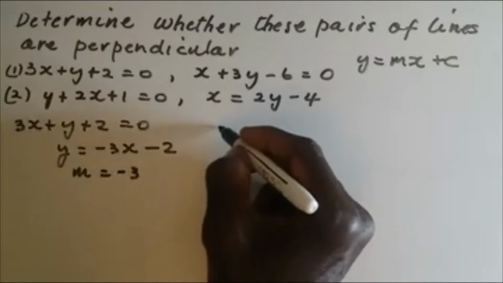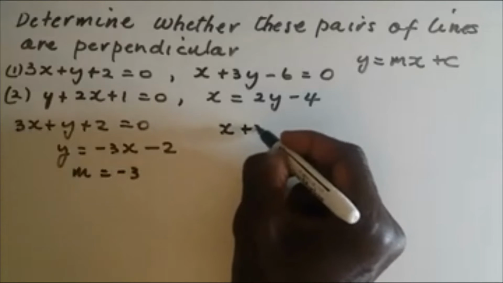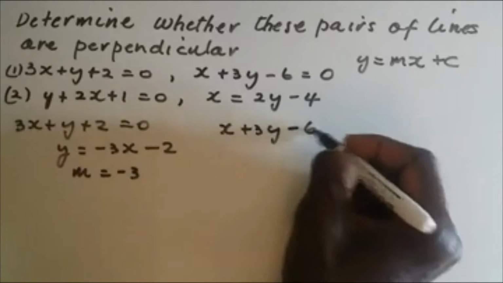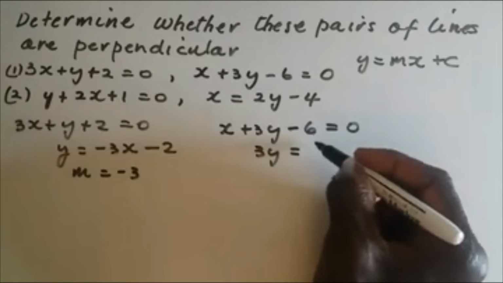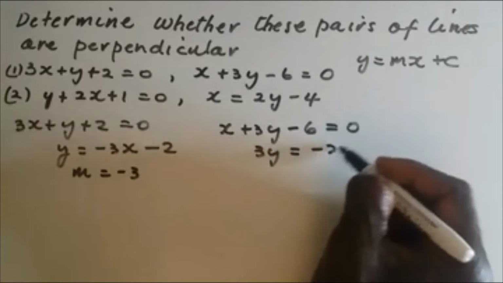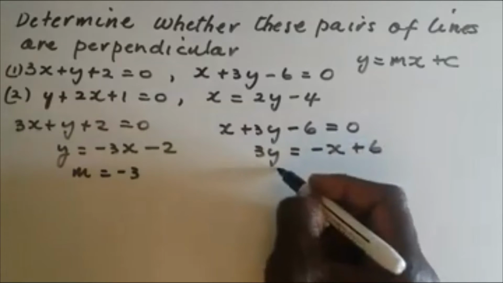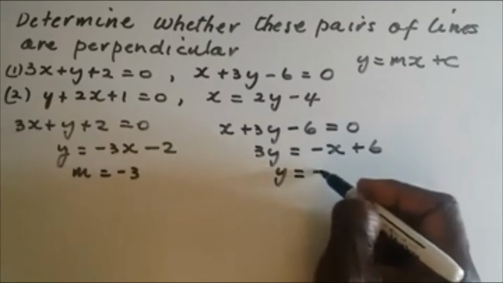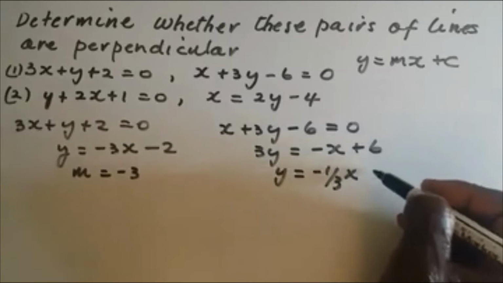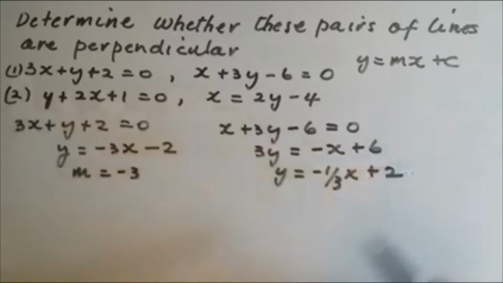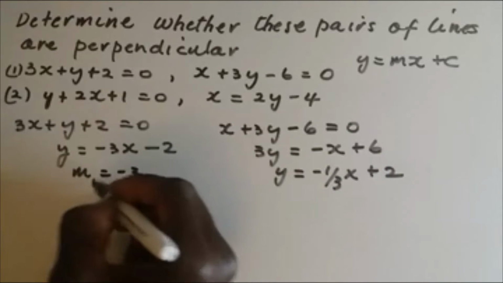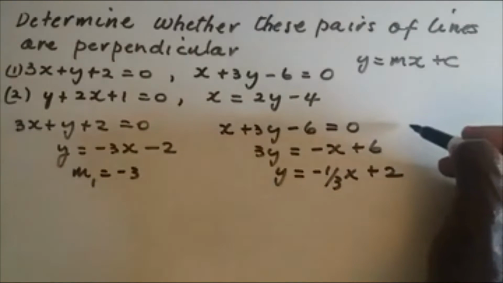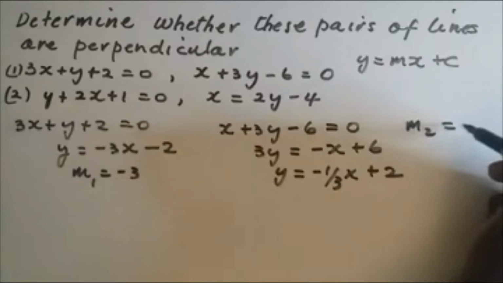The second equation we have is x + 3y - 6 = 0. So 3y = -x + 6, so y = -1/3 x + 2. Now the gradient here, m2, is equal to -1/3.